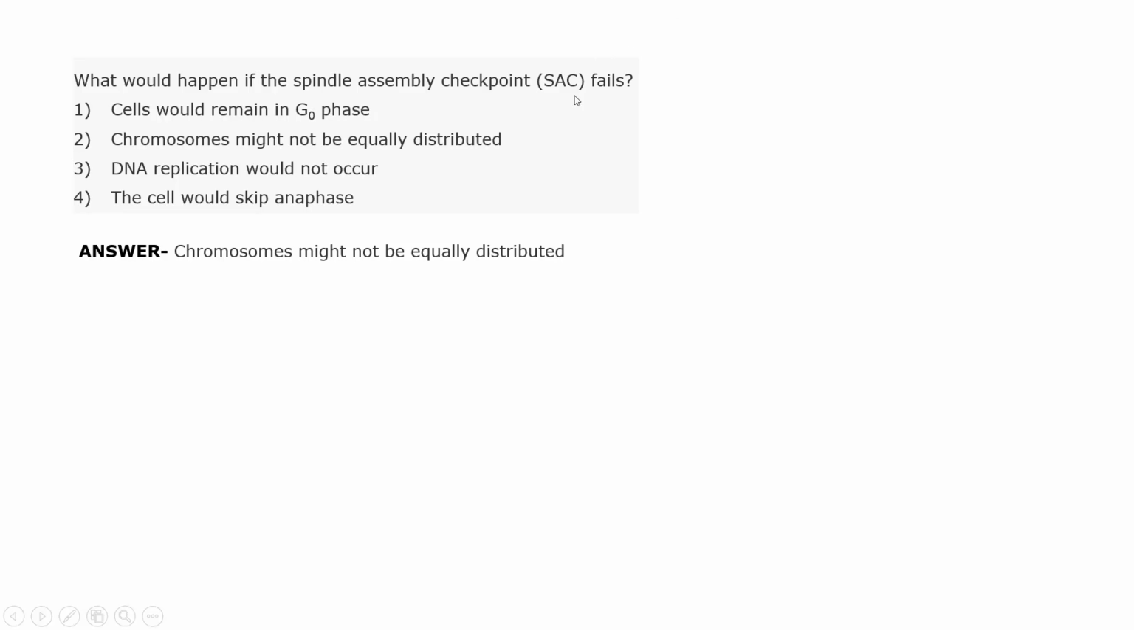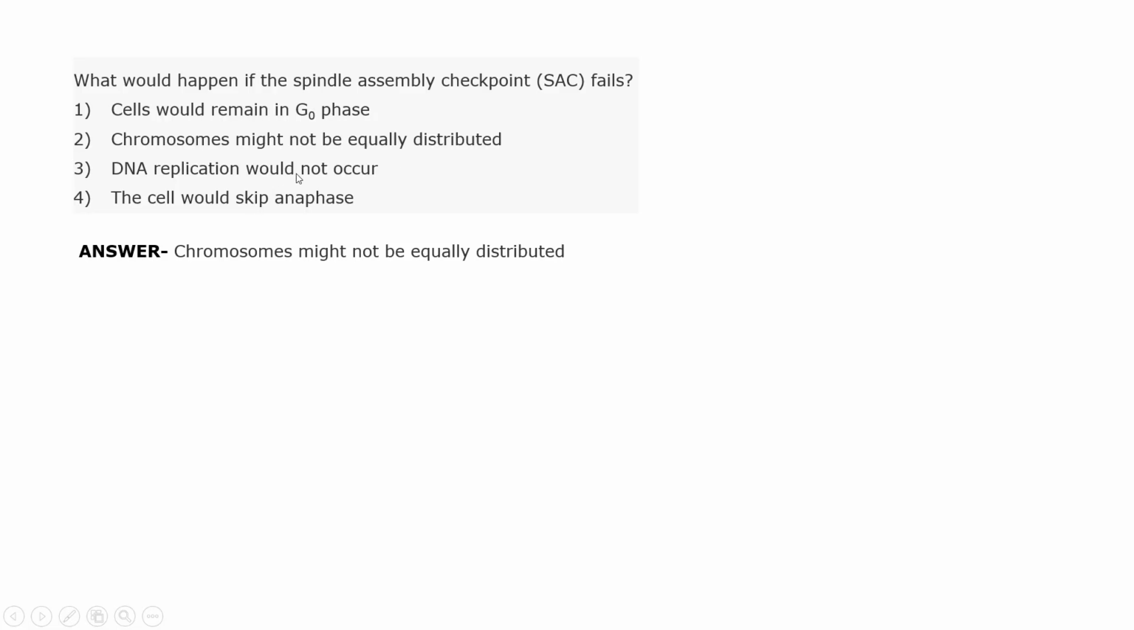So spindle assembly checkpoint actually checks whether the microtubule is attached to the kinetochore. Only once it passes that particular step, the chromatids get separated and the anaphase and telophase steps can proceed. So if the spindle assembly checkpoint fails, and the microtubules are not properly attached to the chromosomes, chromosomes might not be equally distributed, because this is its function. It needs to promote that the chromosomes are equally distributed after cell division. If it fails, then chromosomes might not be equally distributed.